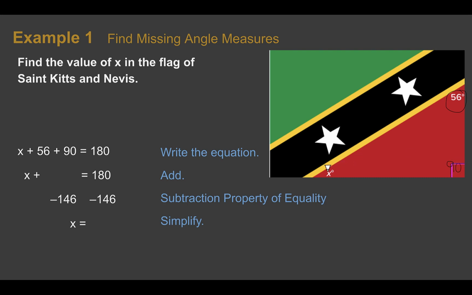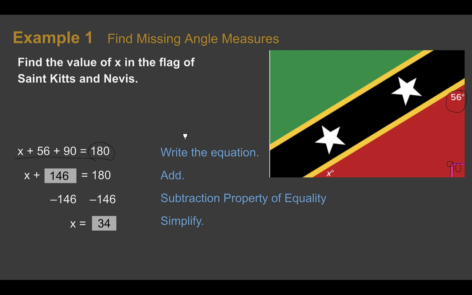I want to figure out my missing value for X. So I'm going to write out my equation to solve for X, and I know that my three angles add up to 180 degrees. So to solve for X, I'm going to add the two that I know together, which is 146. Then subtract that from 180. X must be 34 degrees.